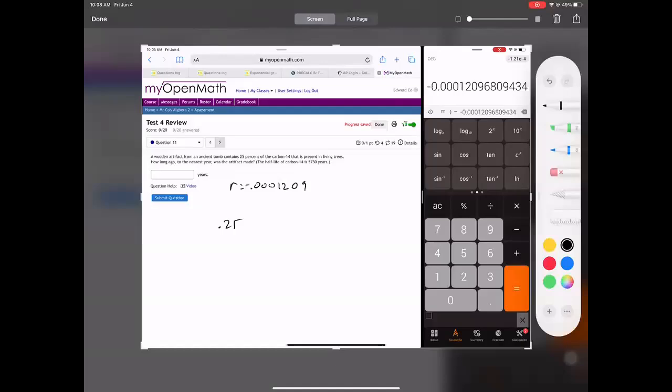So 0.25 is equal to e to the negative 0.00012009t. And then we're trying to solve for what is that t value that would take us to 25%. We're gonna natural log both sides, because why am I natural logging? Because I gotta get to that exponent. Natural log of 0.25 is equal to negative 0.00012009t. Then we're just gonna divide that over. The natural log of 0.25 divided by negative 0.00012009. And that'll give us our time.